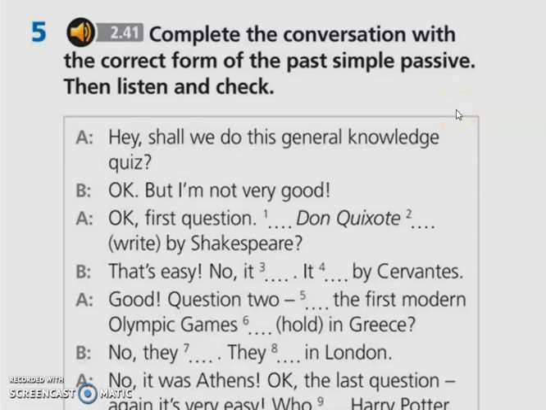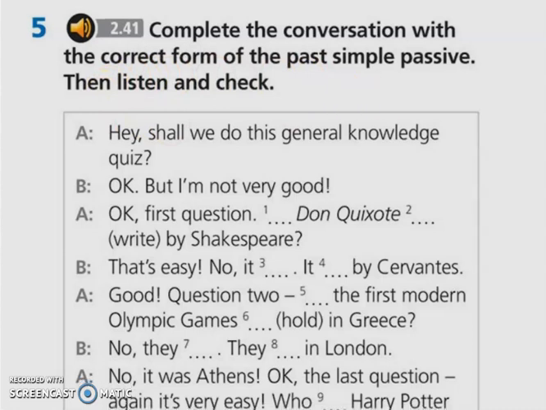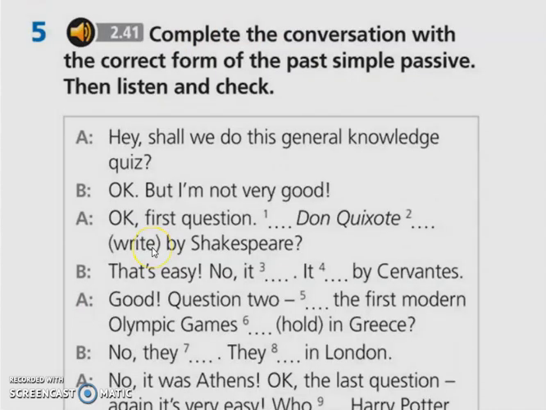Now let's move to the next. Here we have to complete the conversation with the correct form of the past simple passive. Then we have to listen and check. Let's start with the first one.